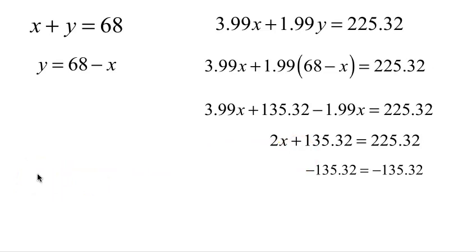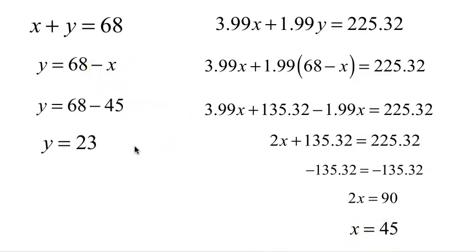$225.32 minus $135.32 gives me a total of 90. So we get 2x is 90, dividing both sides by 2, and x is 45. Plug the 45 in over here. Y is 68 minus 45.